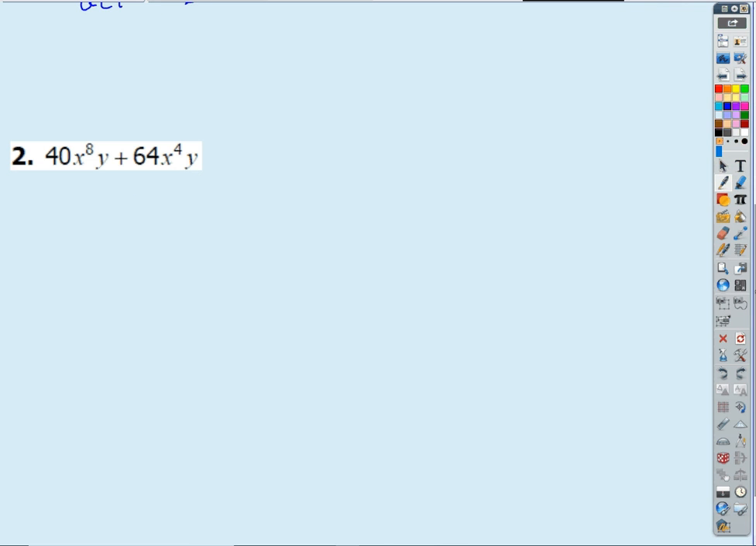What about example 2? What's our greatest common factor going to be here? So let's look at the number part first. What's the biggest number that divides into 40 and 64? It'd be 8, wouldn't it? Good. Okay.